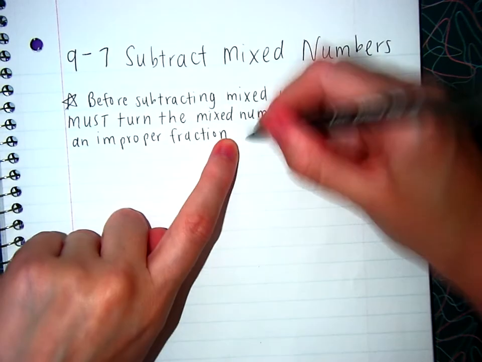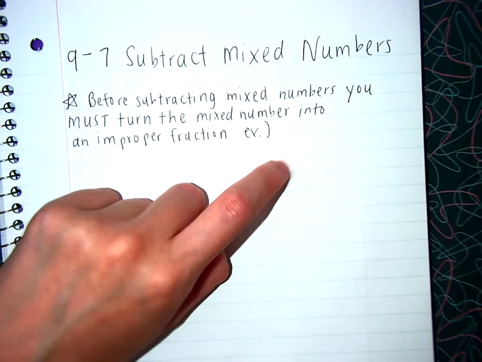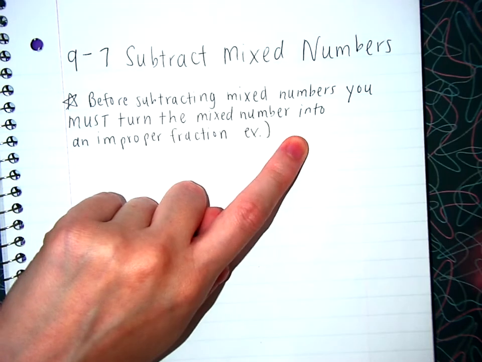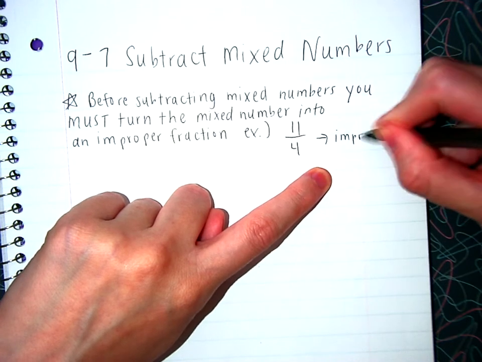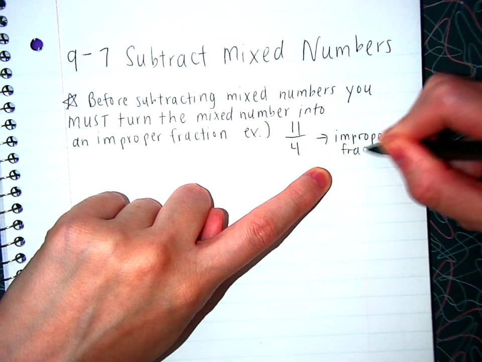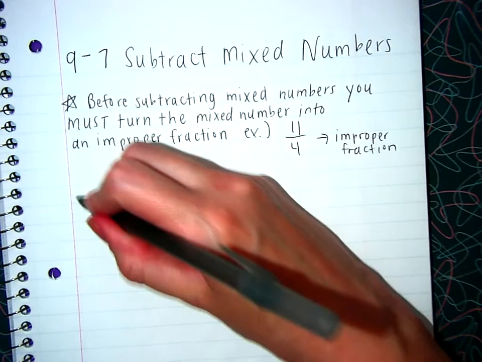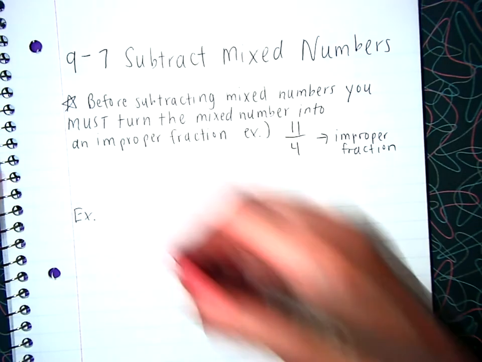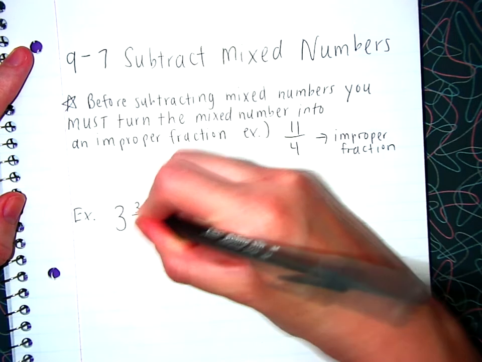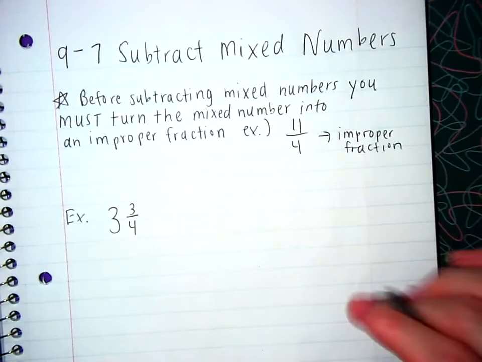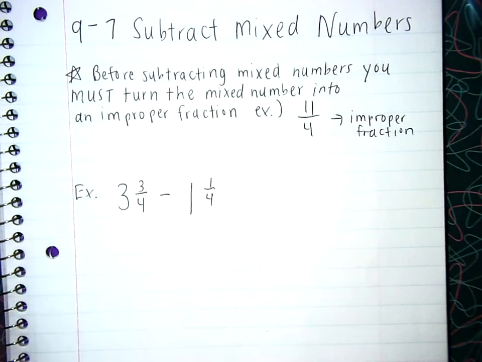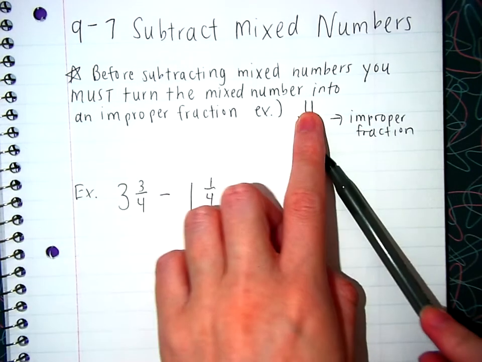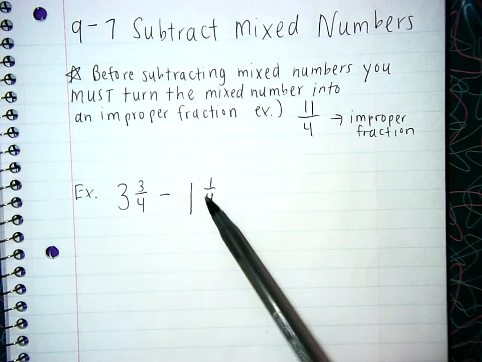So an example of an improper fraction again would be when the numerator is greater than the denominator. So let's give the example of 11/4. This is what an improper fraction looks like. So let's take our example for today. It is going to be 3 and 3/4 minus 1 and 1/4. So before we get started, first thing that we have to do is turn this mixed number into an improper fraction and this number into an improper fraction.